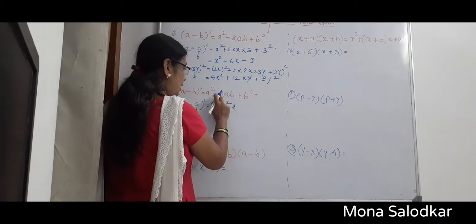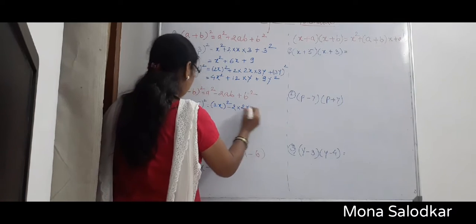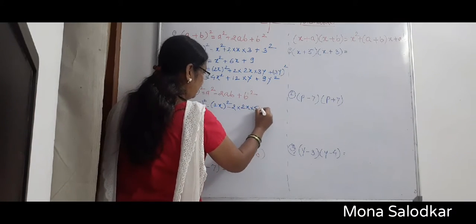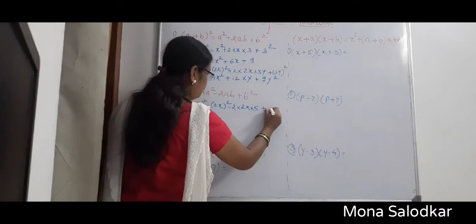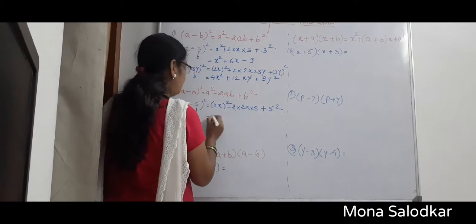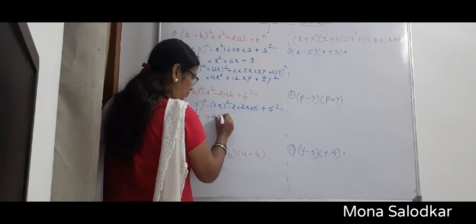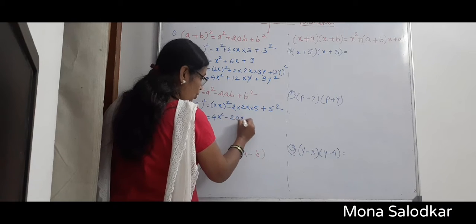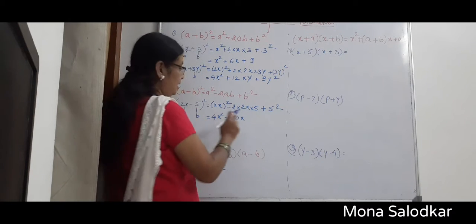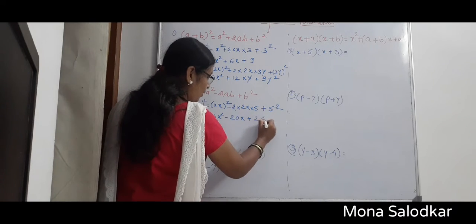2ab, minus 2ab. Now what is a here? 2x. And what is b? 5. And last, here always plus sign is there. b square means 5 square. Now open the brackets. (2x) square means 2 square is 4. x square is x square. 2 2s are 4. 4 5s are 20. You have to do the multiplications of numbers and write down variable as it is. And here 5 square means 25.